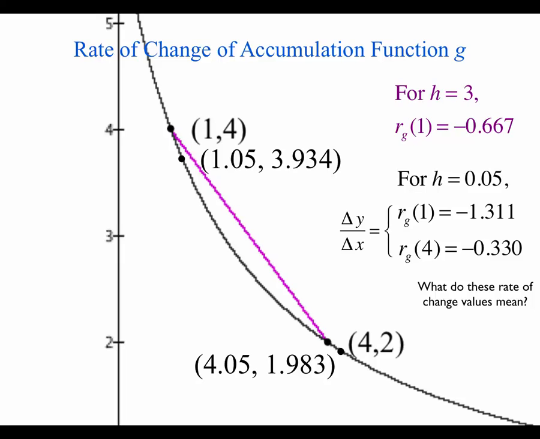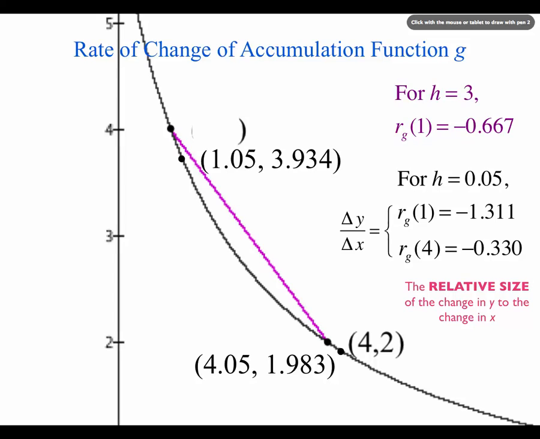Remember all those bar diagrams we did to try to understand what a quotient means. Okay. So another way to look at this is to say that these numbers are the relative size of the change in y to the change in x. The relative size, change in y to the change in x. So if we try to erase all this, give me some room here.